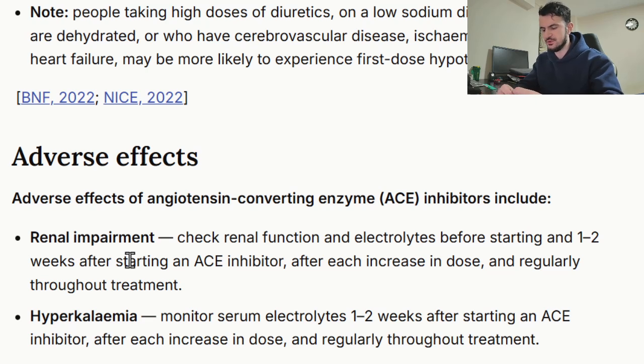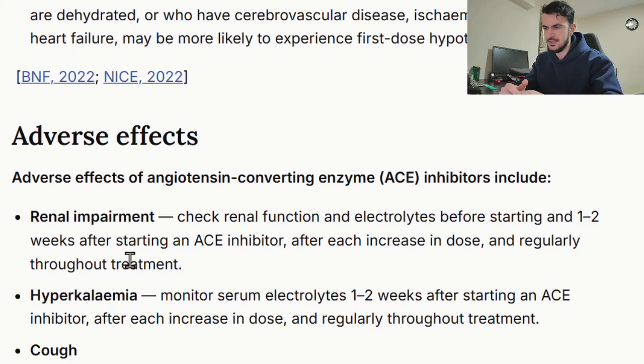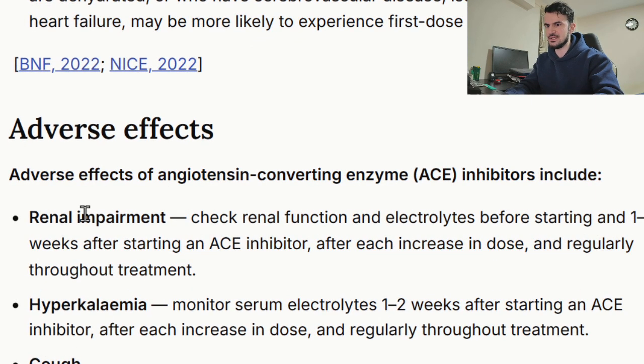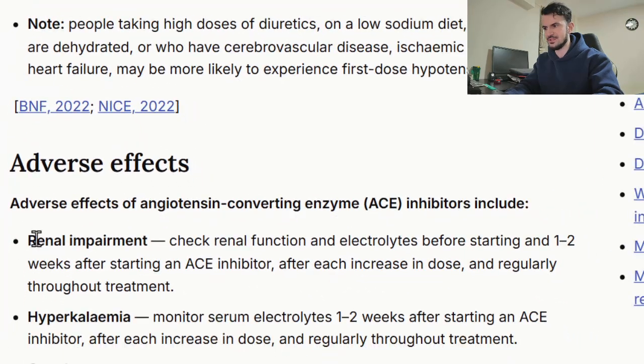So the reason why you would monitor renal function before initiation is mainly because it can cause renal impairment. And as we know, Ramipril in the short term is nephrotoxic. Long term, it is nephroprotective. So as you can see here, one of the ADRs of Ramipril is renal impairment.